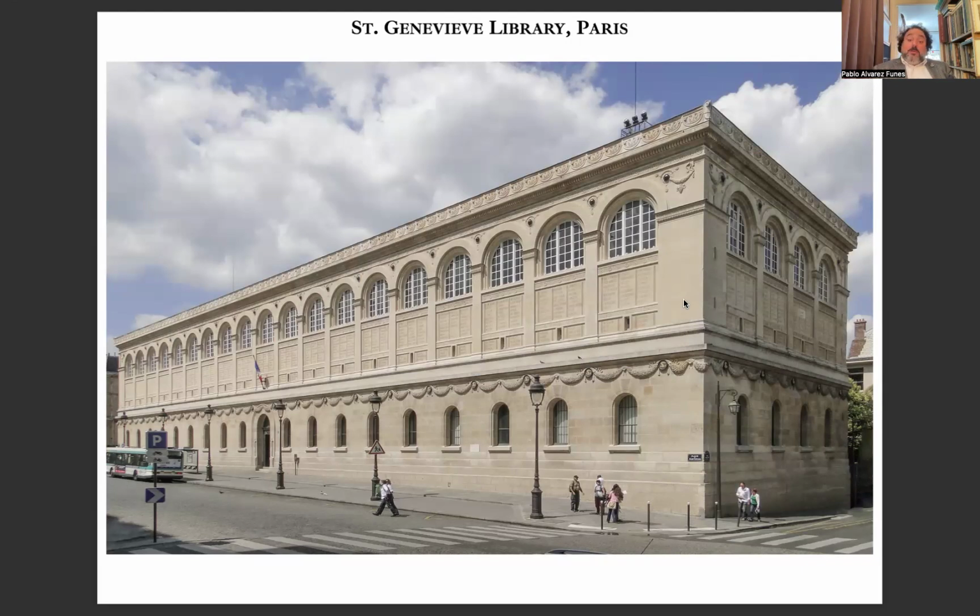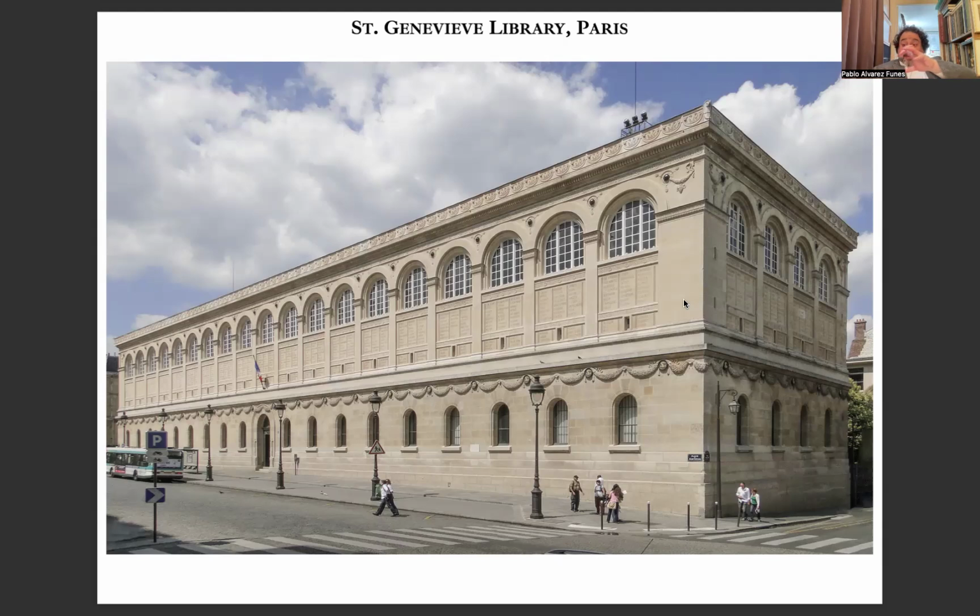one of the first modern libraries that we would know nowadays is the Library of Sainte Genevieve in Paris, built over the monastery of Sainte Genevieve. It was destroyed in the French Revolution, and then they built a new library to host the monastery collection. And it's a very simple building.